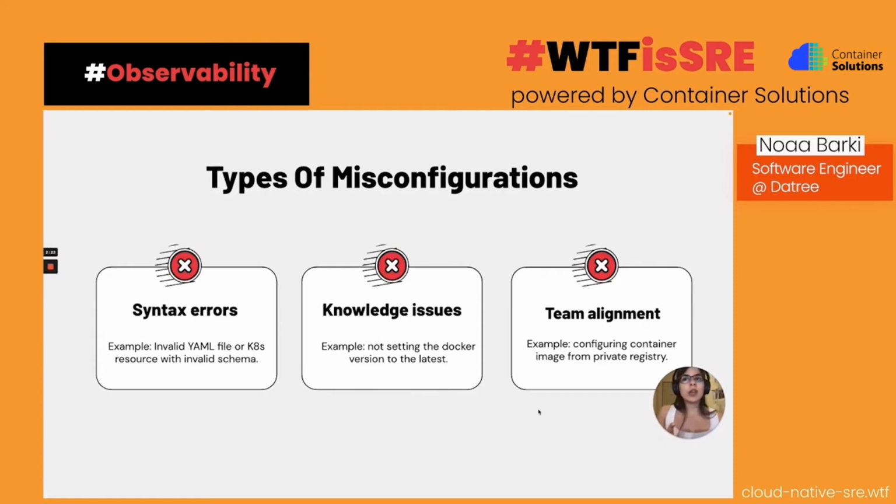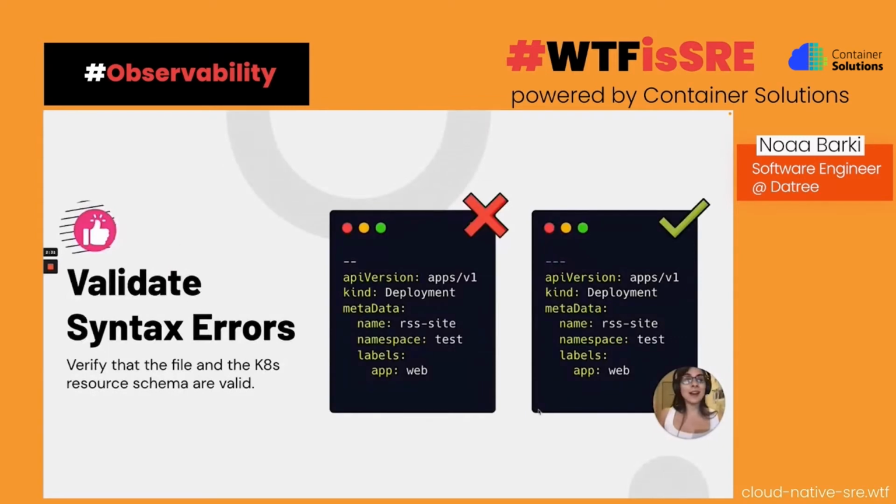So let's check them one by one to see how we can validate our config files against these misconfigurations, starting with the syntax errors. So first of all, we want to validate our syntax errors. We want to do it by verifying that the file and the Kubernetes resource schema that we use are actually correct.